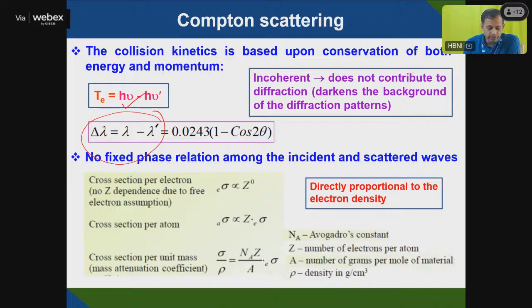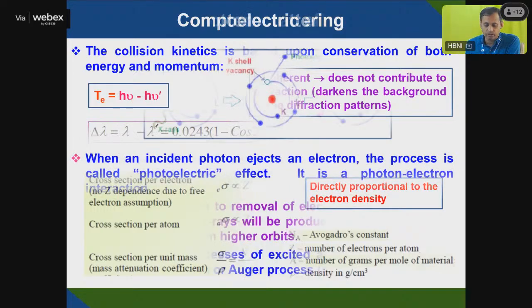If you see that there is no fixed phase relation between the incident and scattered wave, they can propagate in any direction. And the cross section for scattering from an electron is independent of Z. But when you consider an atom, it's directly proportional to the electron density. So how much Compton scattering occurs will depend upon the electron density.